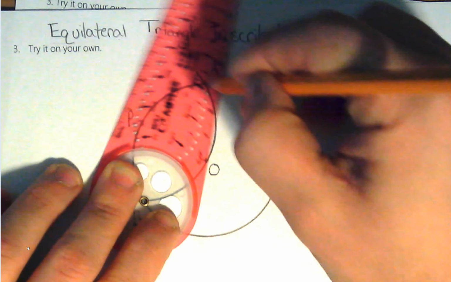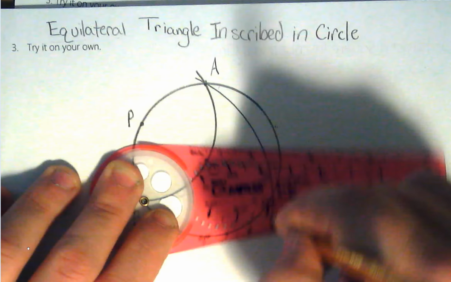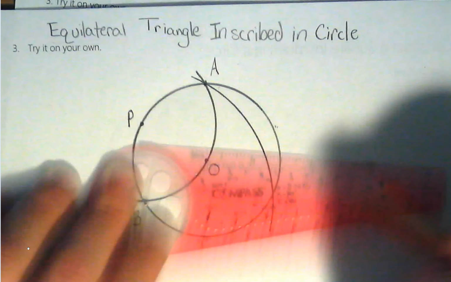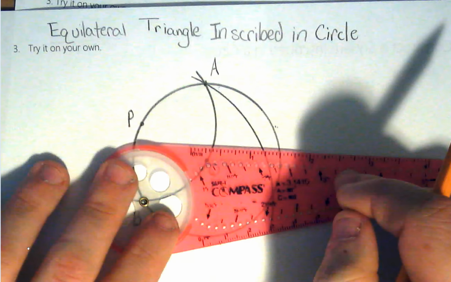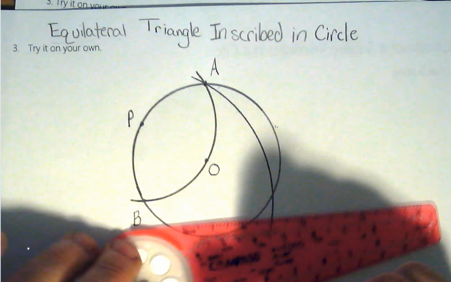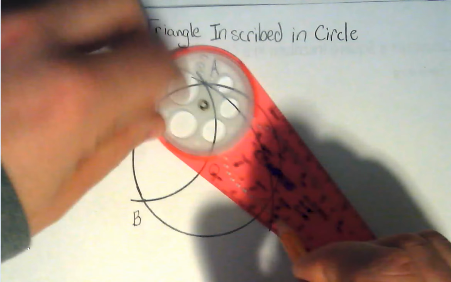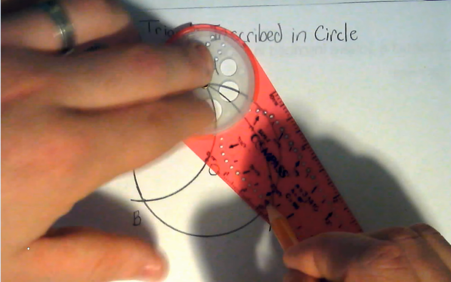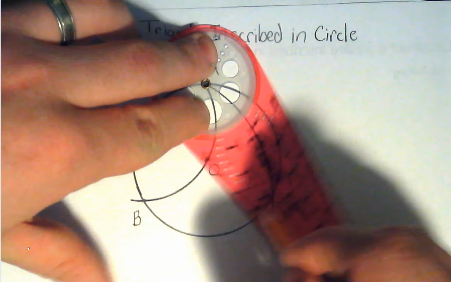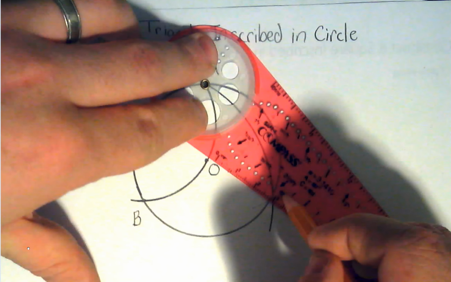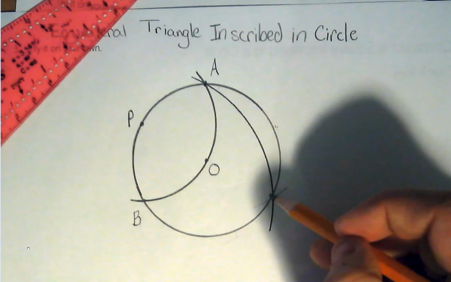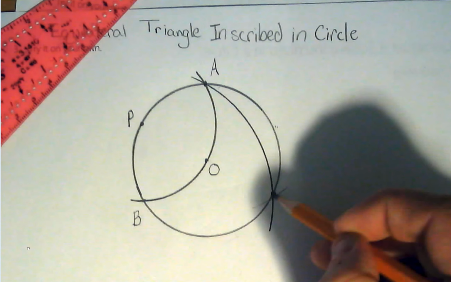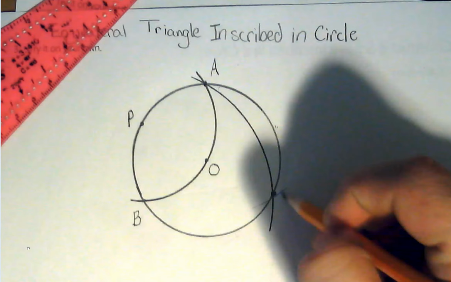Now I'm going to draw an arc that intersects the circle one more time. So this arc intersects the circle there. Now if I check this, if I go from point A to draw that same arc, they should hit the circle in about the same place. Yeah, and they do. Where this point of intersection hits the circle, I'm going to call that point C.